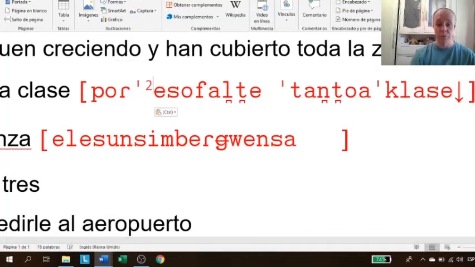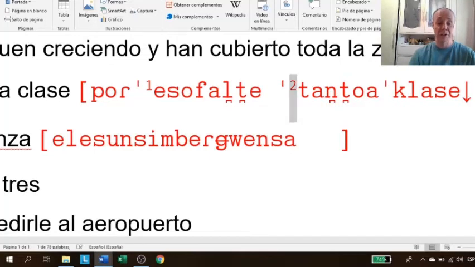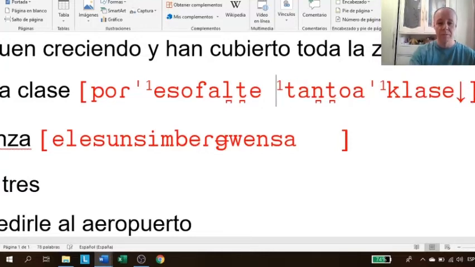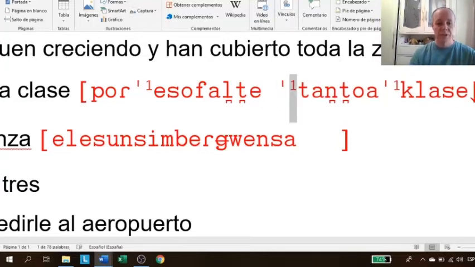Will that be two? Probably not, just one in Spanish. Por eso falté tanto a clase. Supernatural, por eso falté tanto a clase. So just one. Let's say I change it for 3 instead. Oops, made a mistake. Change it for 3. Por eso falté tanto a clase. See the difference?